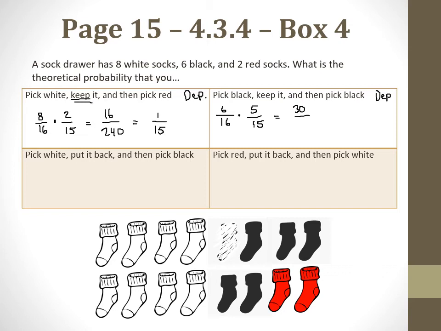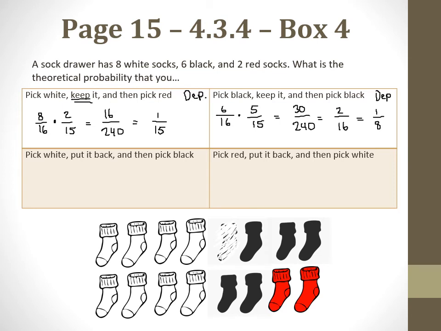16 times 15 is 240. And those are both divisible by 15 at least. 30 divided by 15 is 2. 240 divided by 15 is 16. And that can be simplified one step further. 2 out of 16 is the same as 1 out of 8.